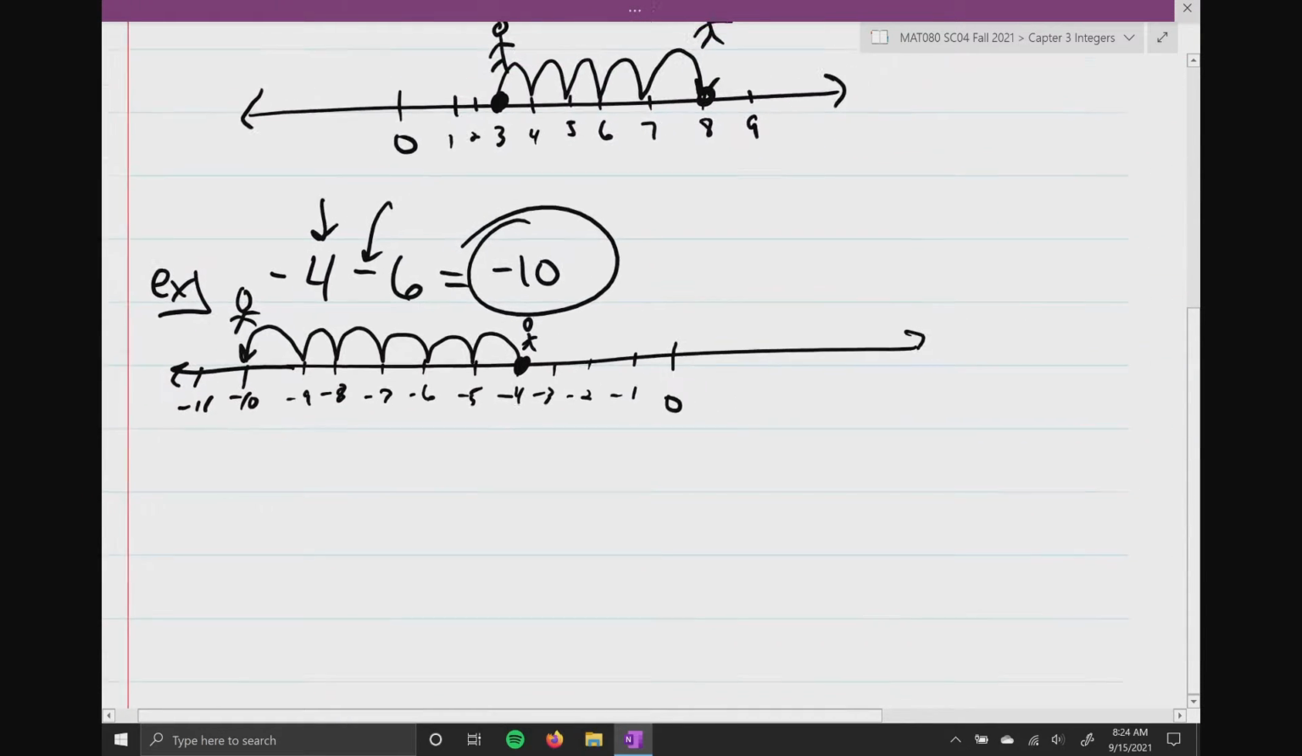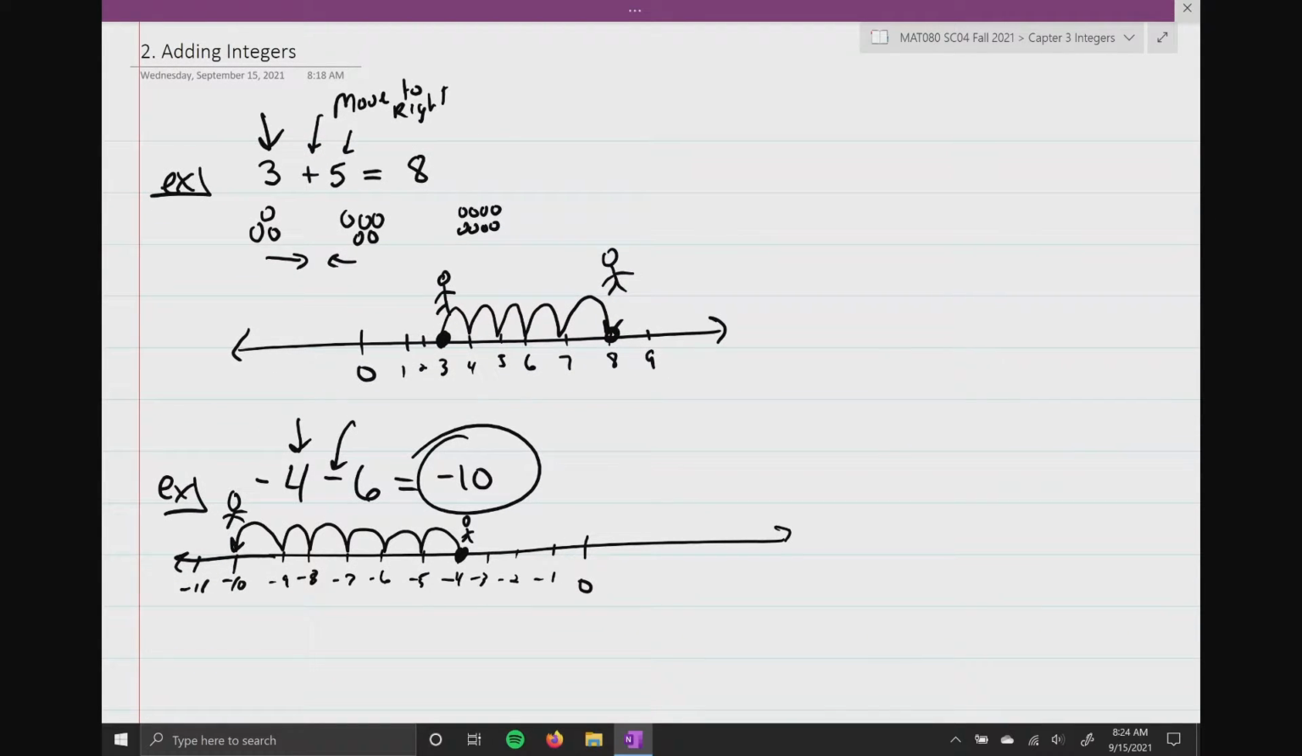So if I zoom out and show you these two problems, I'm going to rewrite them over here: 3 plus 5 and -4 minus 6. There is a pattern starting to develop here. Mathematics is the study of patterns. It's what we try to do with everything.